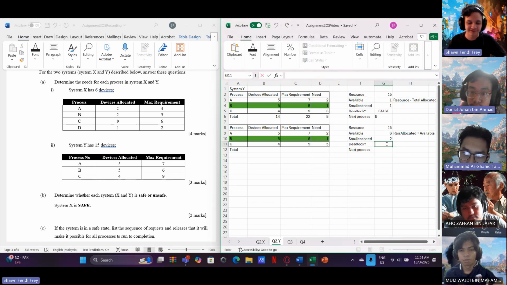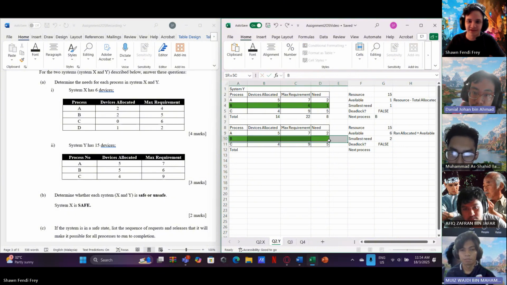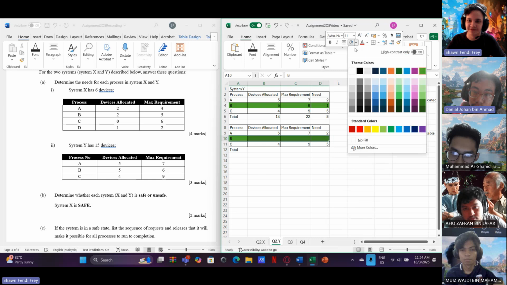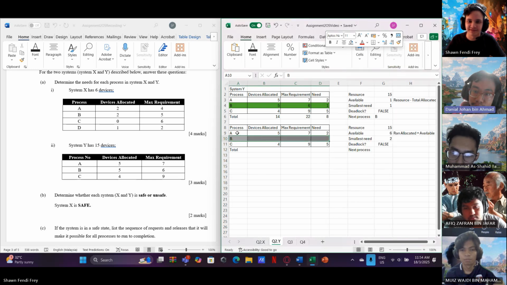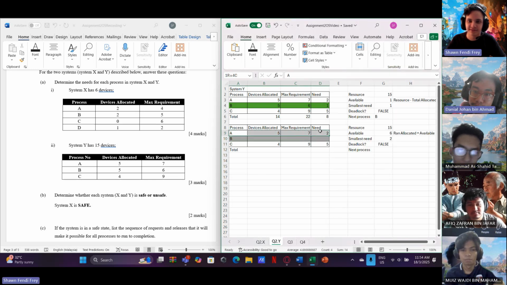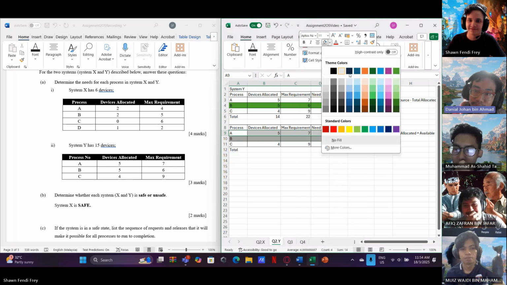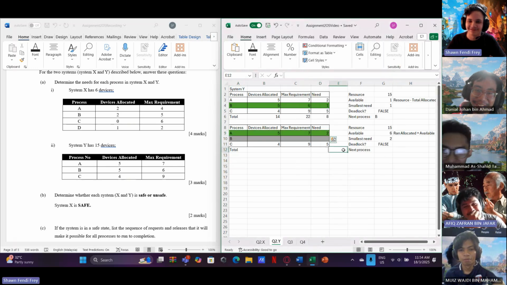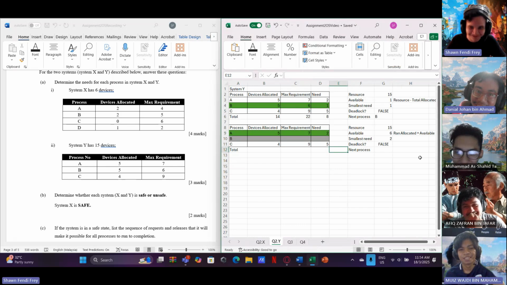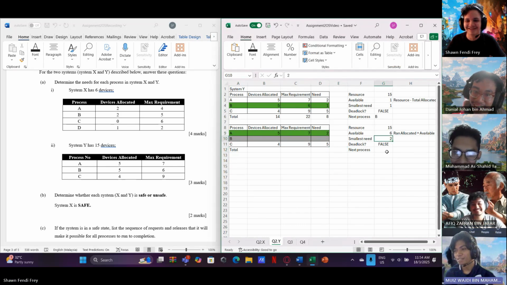So does deadlock occur? No, false. Oh, my bad, I need to grey this out. The next process is A. Let's go to the next process.